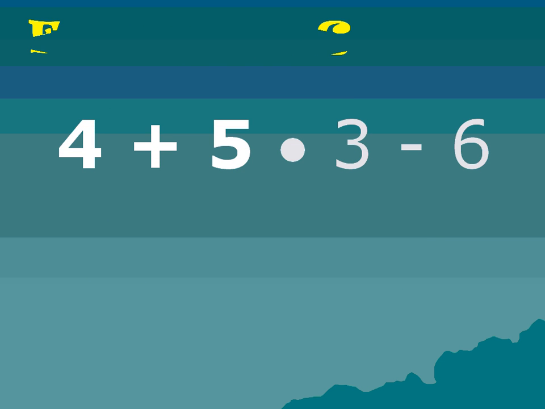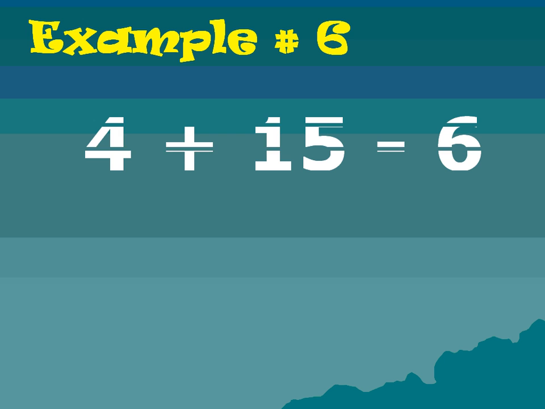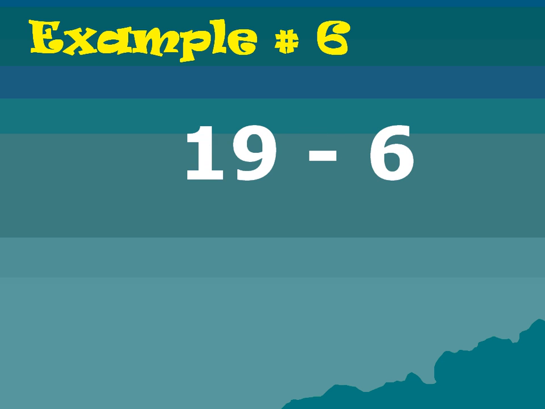Example number 6. As you can see, very basic, straightforward example. No parentheses, no exponents, but there is a multiplication symbol smack dab in the middle, so that's my first step. 5 times 3 is going to make 15. And then last but not least, from left to right, like I read, plus and minus. 4 plus 15 is going to make 19. And then 19 take away 6 is my answer to example 6.